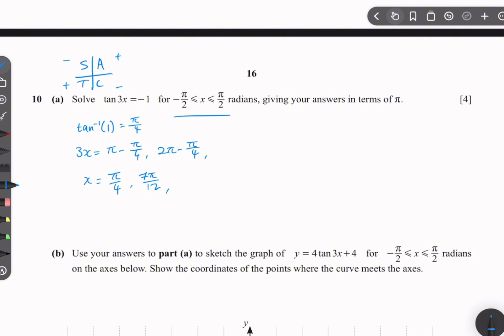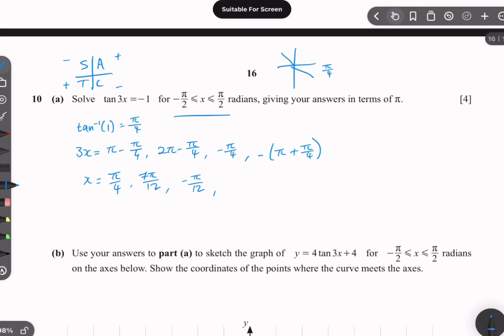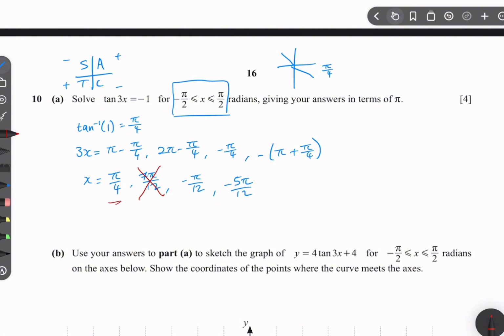Then we repeat for the negative values, where we go clockwise. In the negative direction, we have the base angle, which is pi over 4, but since it's negative, it will be minus pi over 4. Divide by 3 to get minus pi over 12, which is in the fourth quadrant. Tan is also negative in the other quadrant, so we take pi plus pi over 4, and this whole thing is negative since it's in the negative direction. Divided by 3, we get minus 5 pi over 12. We have this range in the question, and 7 pi over 12 is not in the range, so we will only have 3 answers, which are the remaining 3.